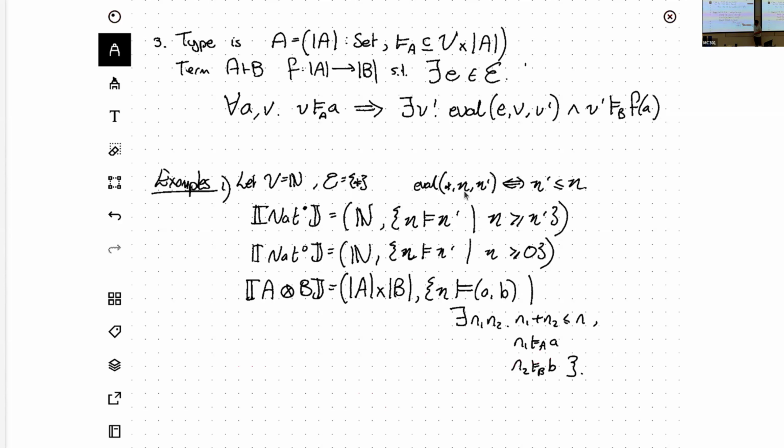This is a key definition in any of these resource-conscious systems.